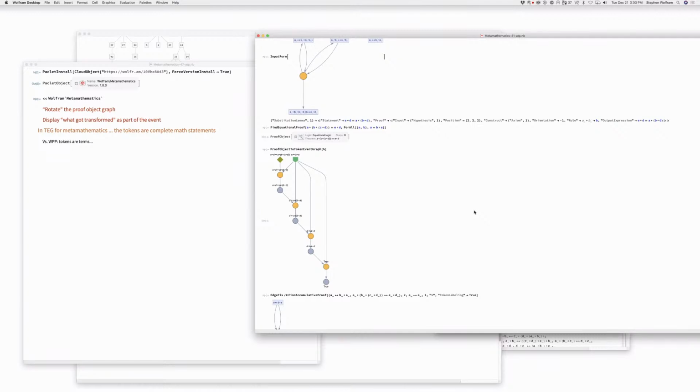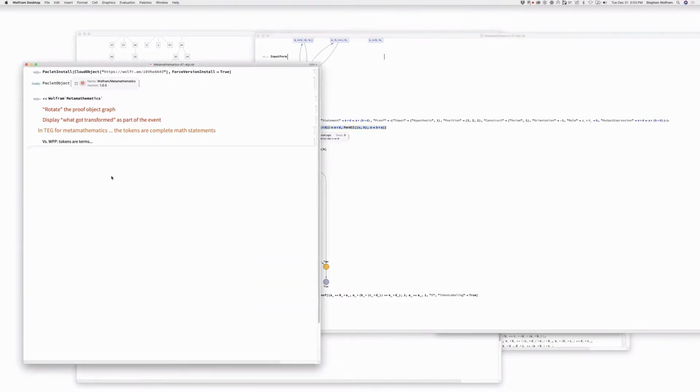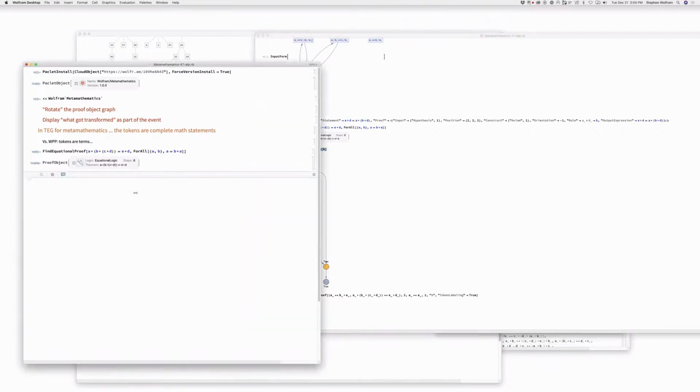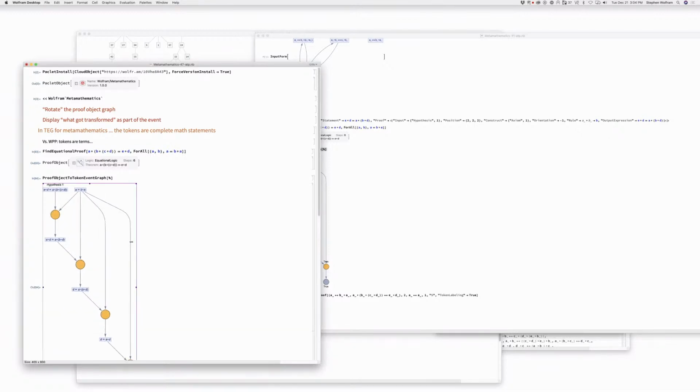Right, but the point is, as I understand, okay, so that's the flip-around, because in this kind of graph, this graph is our backwards graph that evolves to true, right? And I think you have a new version of this now. So if I do find equational proof of this, okay, great. Proof object to token event graph of that. Okay, so you're evolving to the identity D equals D.